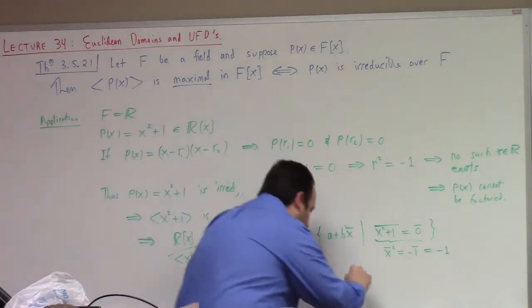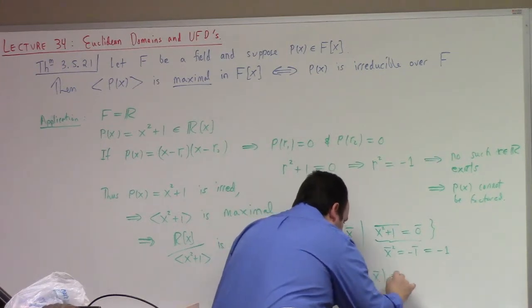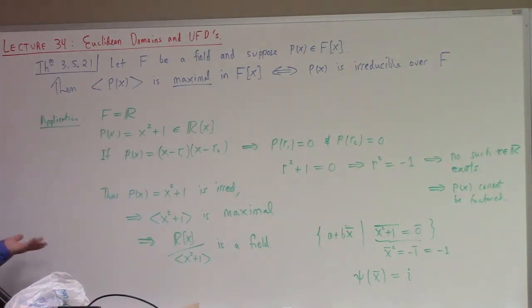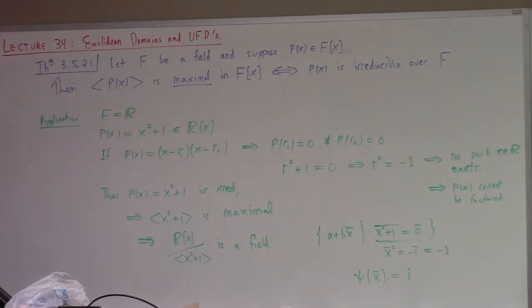And so you can easily see that if you send psi of x bar to i, this will define an isomorphism from this quotient ring, factor ring, to the complex numbers. This is a way of constructing the complex numbers as polynomials mod an ideal. This is part of the reason this is such an exciting theorem: if you can find irreducible polynomials, they give you maximal ideals. So when you quotient by them, you can construct fields. Okay? All right, so let's prove this theorem.